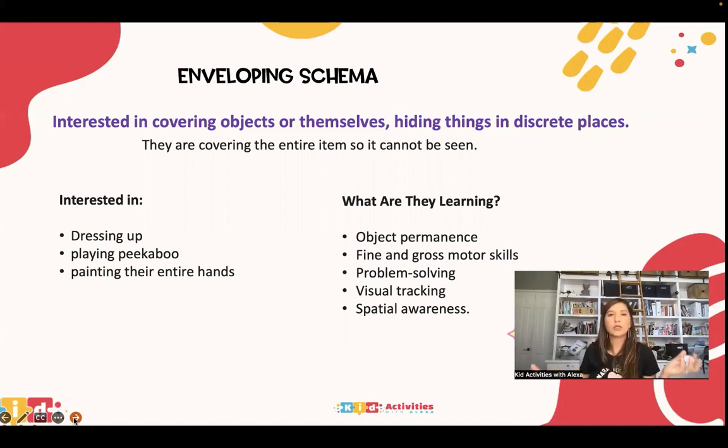If they're trying to fit something that's very big in a box and it doesn't fit, they have to problem solve. Okay, what can I do to hide this giant toy because this box is too small? They're visual tracking, so they can see how things move in the space, and they work on spatial awareness, right? Like how big their toy is versus the space they are working with.